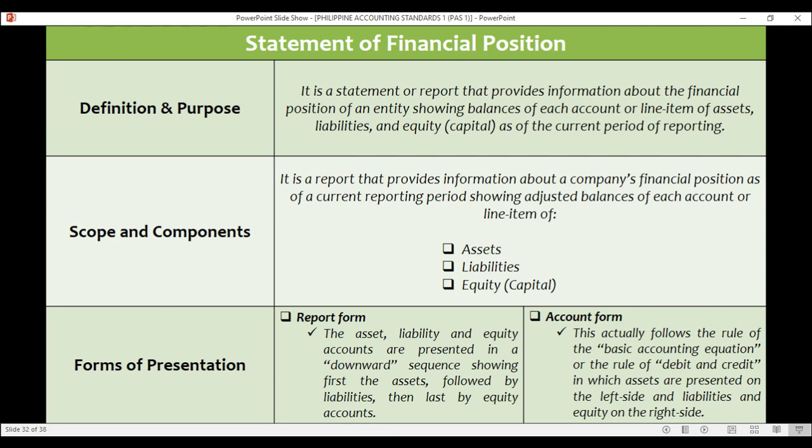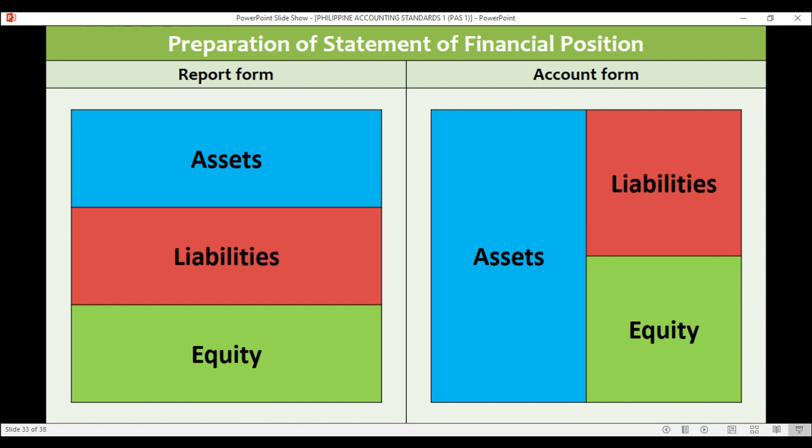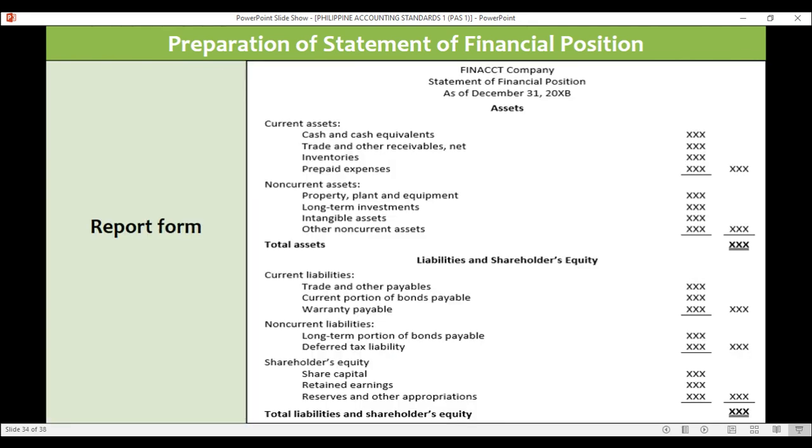So to illustrate, we have the report form like that, a three-layer presentation, but for the account form, we have the sections side by side. On the left side, we have the assets, and on the right side, liabilities and equity. For the report form, assets on top, liabilities in the middle, then equity on the bottom part. So this is an example of the report form of the statement of financial position.